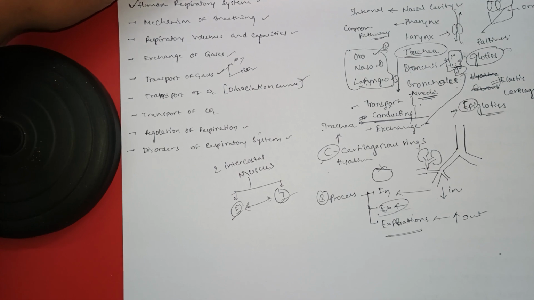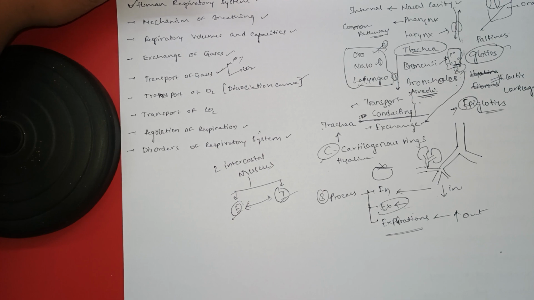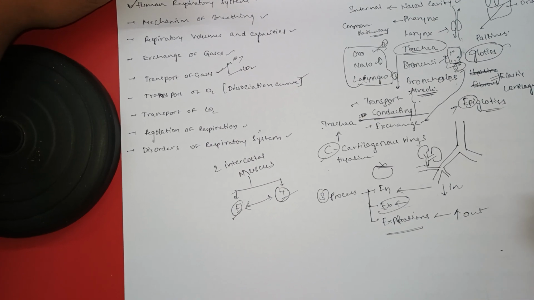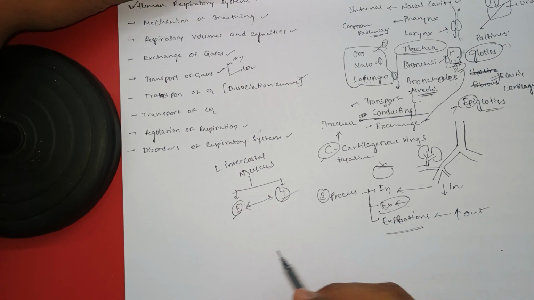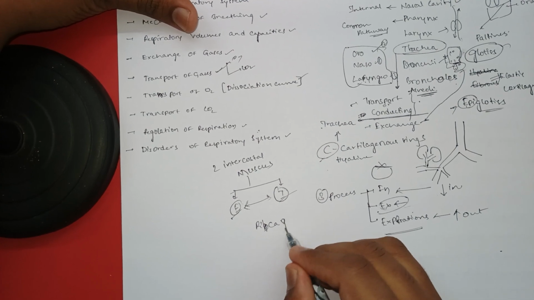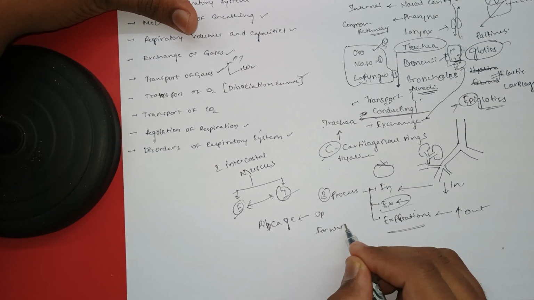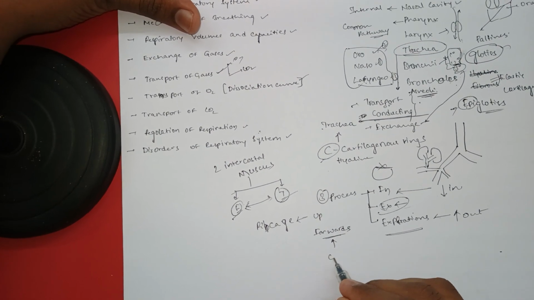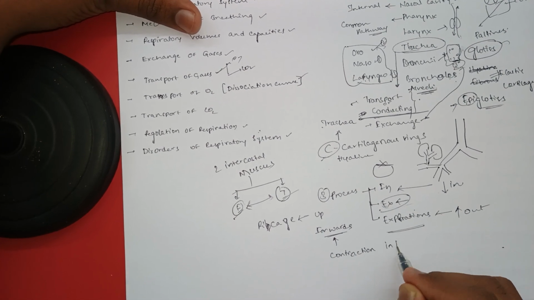After that, during inspiration, what are the changes that are going to happen? During inspiration, the internal intercostal muscles contract, due to which your rib cage moves upwards and forwards. The rib cage, or the thoracic cage, which I just told you about, moves up and forwards due to the contraction of the internal intercostal muscles.